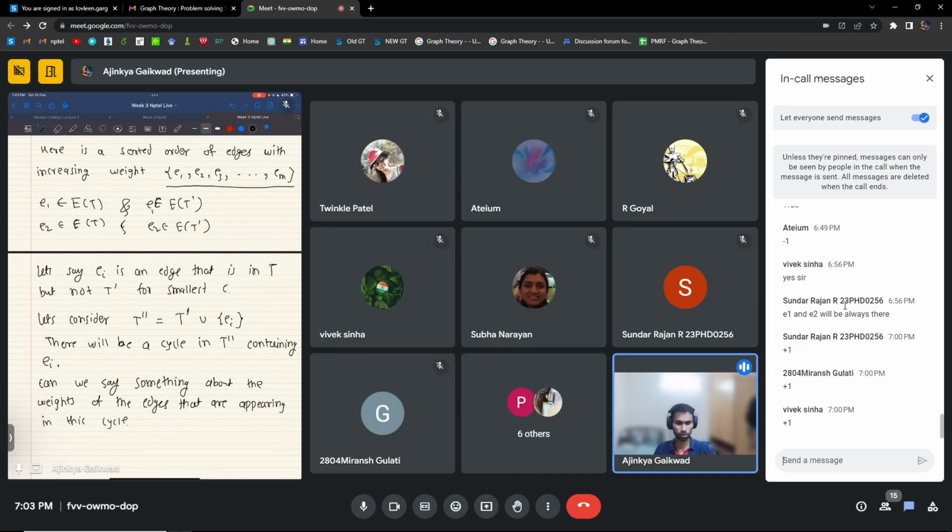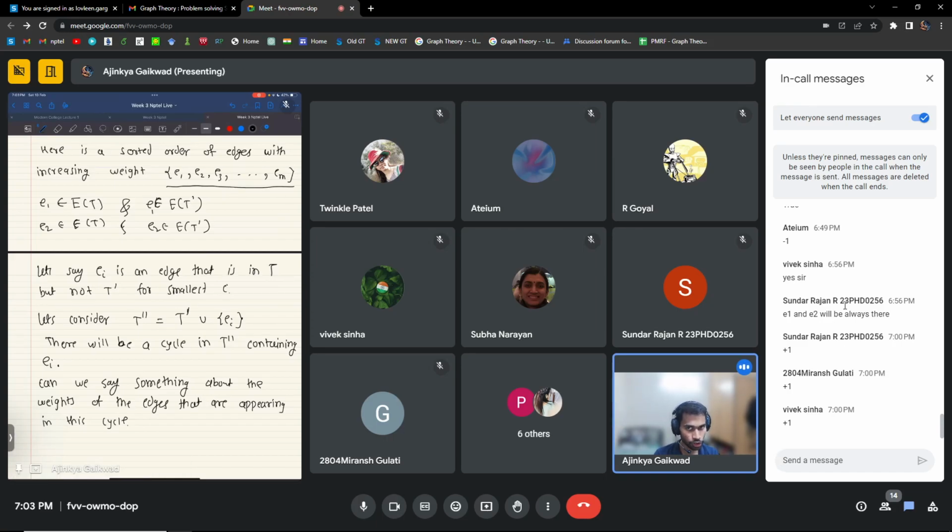Okay, so we are just two steps away from the final argument. What I'm saying is you had EI, which was not there in T prime, so you added EI to T prime. There will be a cycle because T prime was a tree and I'm adding an edge, so there is a cycle.